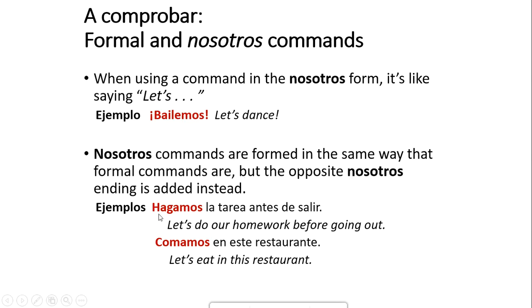So the infinitive of hagamos is hacer. The yo form present tense is hago. I'm going to drop the o, and then it's an er verb, so I'll add amos. Comer is the infinitive in this case. Como is la forma yo. I'm going to drop the o, and then add amos. Okay, this is an er verb, so the ending would be amos.